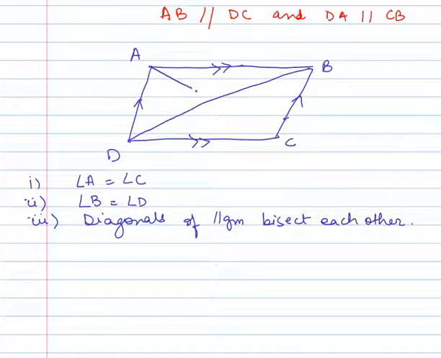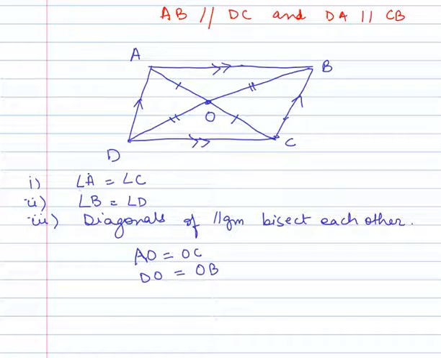Bisect each other means if I draw two diagonals of a parallelogram, they will intersect, let's say at point O. Now they will bisect each other, which means O is the midpoint of AC, so AO will be equal to OC, whereas DO will be equal to OB.